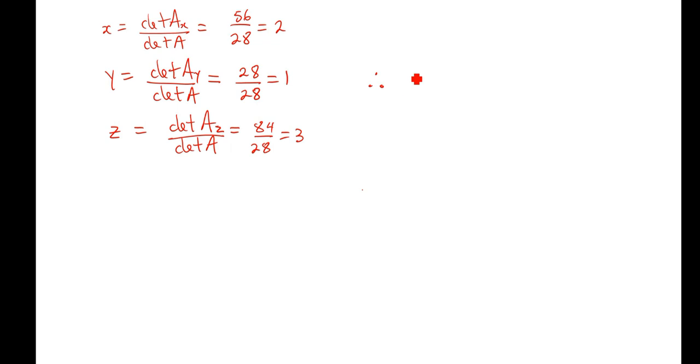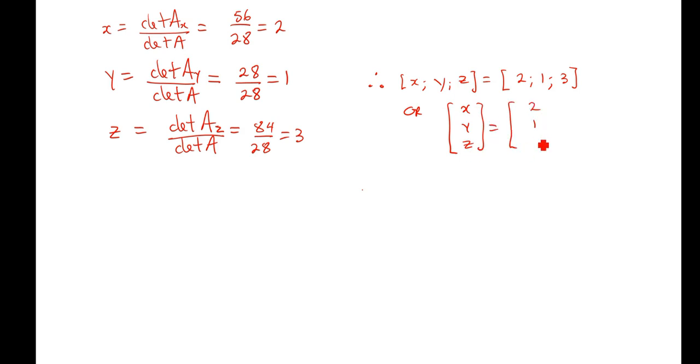Therefore, depending on the notation, I could say x, y, z, like a triplet, is equal to 2, 1, 3, or I can use the notation of a vector: x, y, z is equal to 2, 1, 3. And that is your solution of simultaneous equations by Cramer's rule.